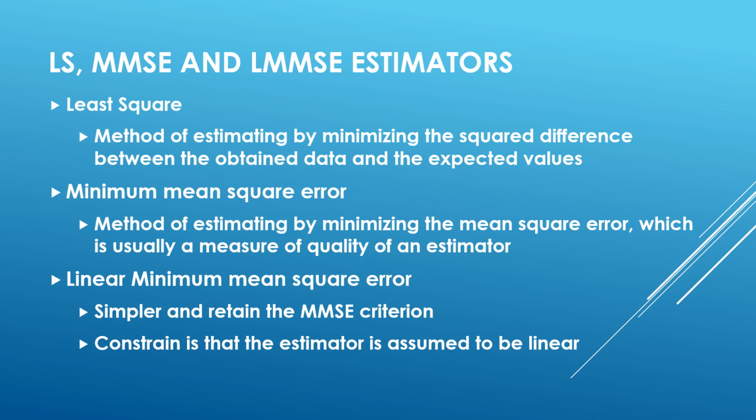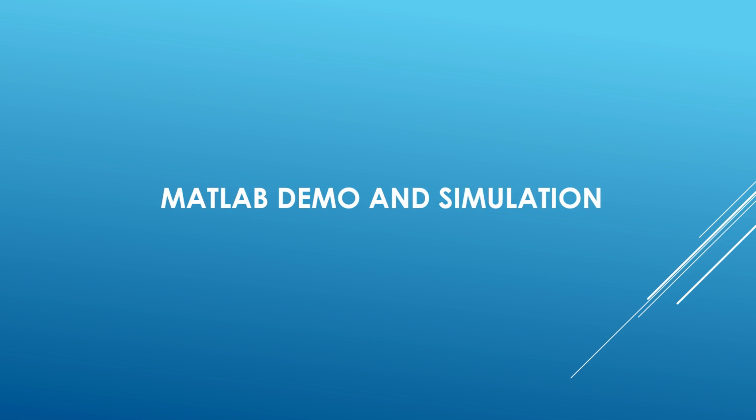It is a method of estimating by minimizing the mean square error, which is usually a measure of quality of an estimator. Linear minimum mean square error is simpler and it retains the MMSE criterion. The constraint in this estimator is that it is assumed to be linear. Let's have a MATLAB demo and simulation of our project.